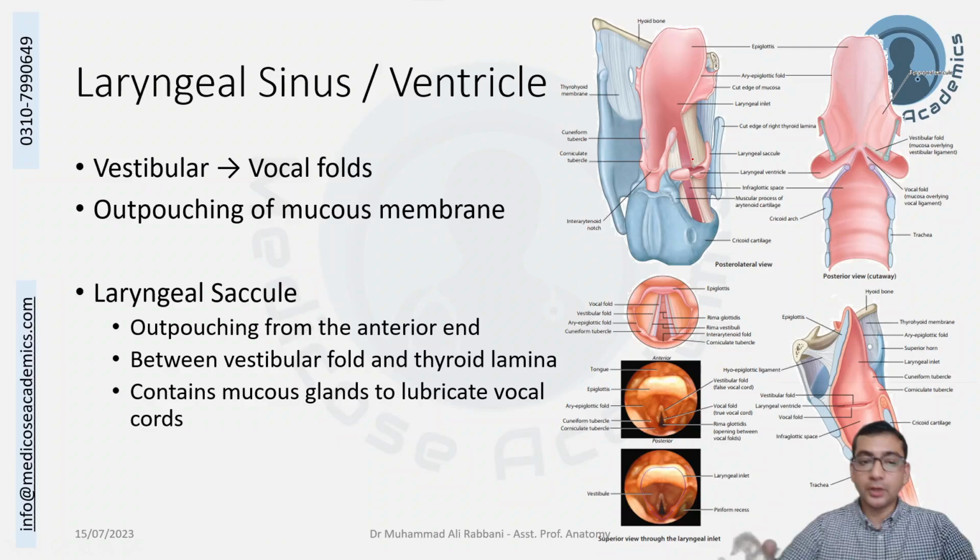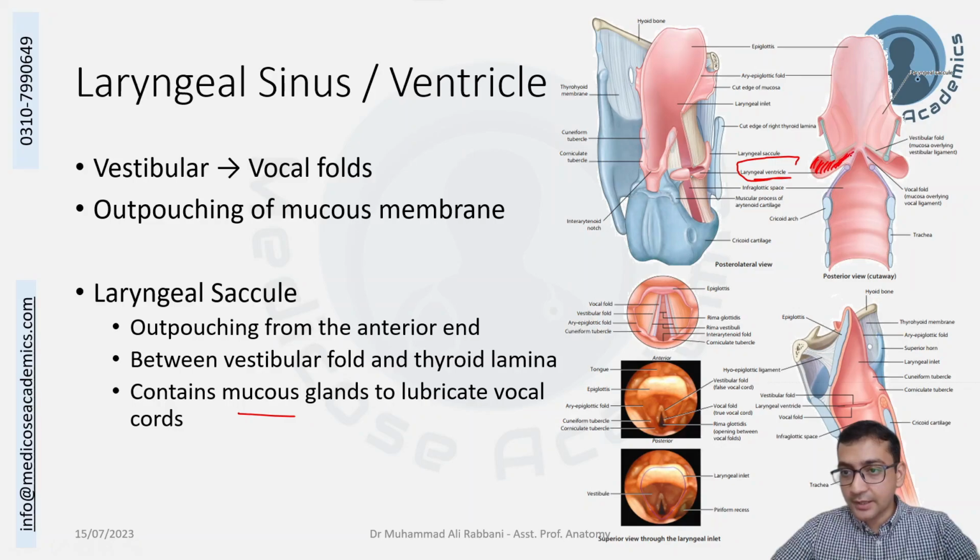It consists of a lot of mucosal glands that produce secretion, and they trickle down over the vocal cords down to the trachea, and here it keeps the vocal cords lubricated. And here the laryngeal ventricle is shown on the coronal section, right here between the two vocal cords, true and false.